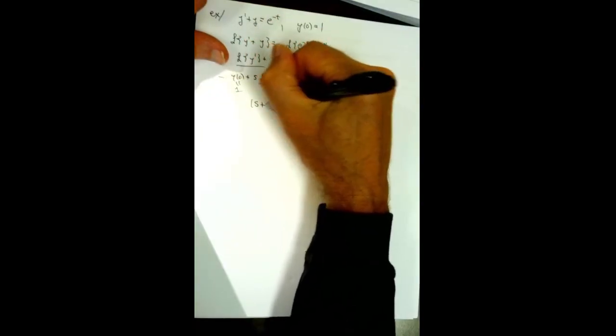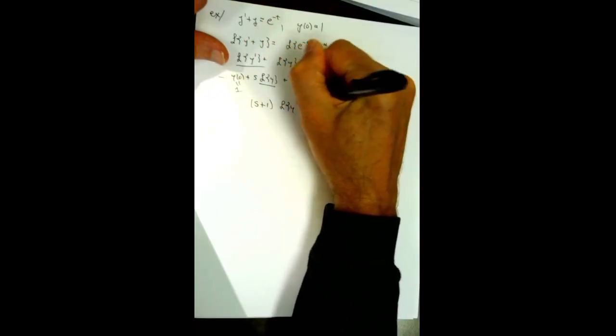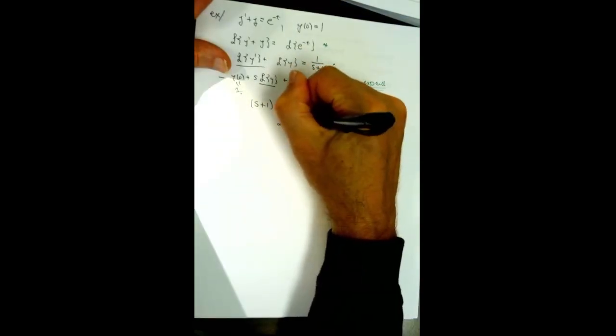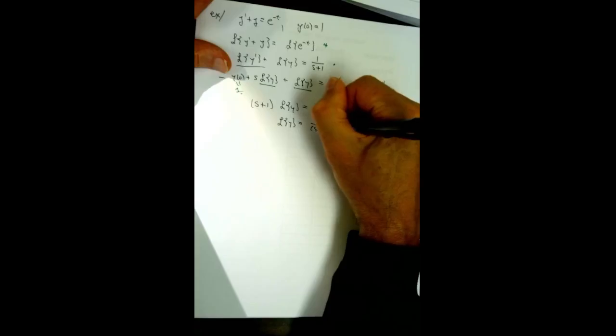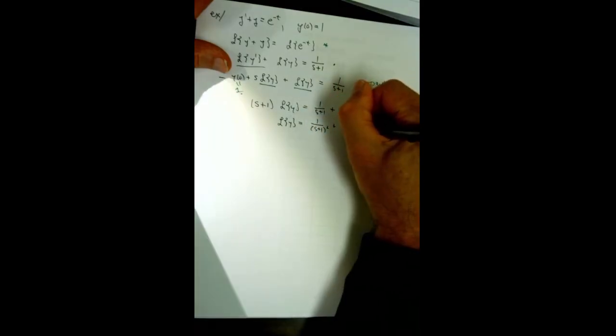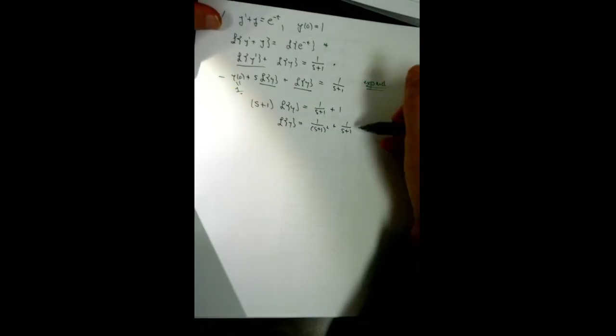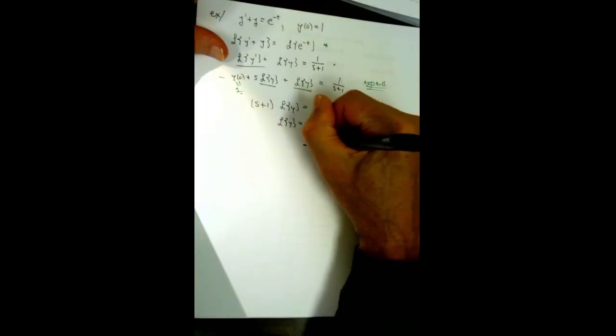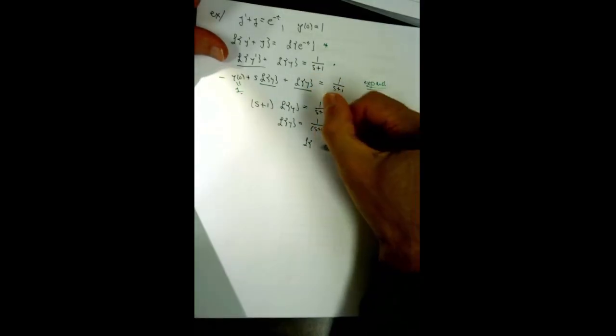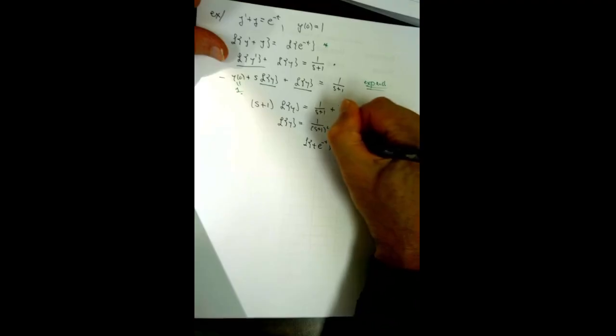So I can factor out an s plus 1, and I can add 1 to both sides, and now divide by 1 over s plus 1. And there's my Laplace transform of y. Now in this particular case, I can get y immediately because I can immediately look at this and say, the Laplace transform of t e to the minus t is 1 over s plus 1 squared.